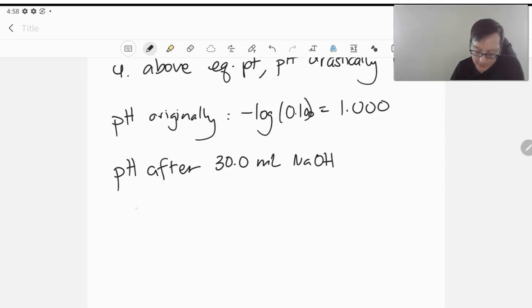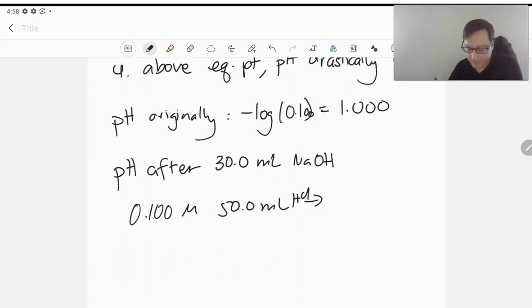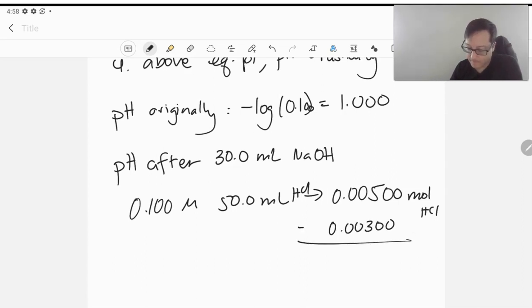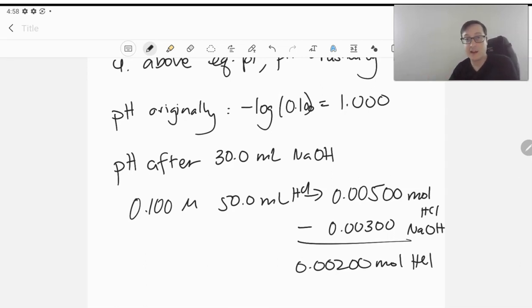So really, originally we had 0.1 molar and 50 mLs of HCl. That means that we had 0.005 moles of HCl. That's 30 mLs of the NaOH. It's the same concentration, so it will be 0.00300. So we have 0.00200 moles of HCl left. We're going to ignore the water that's created as part of this reaction. That's just going to make things more complicated. And let's just say our total volume is 80 mLs, because that would be the 30 mLs plus our 50 mLs.